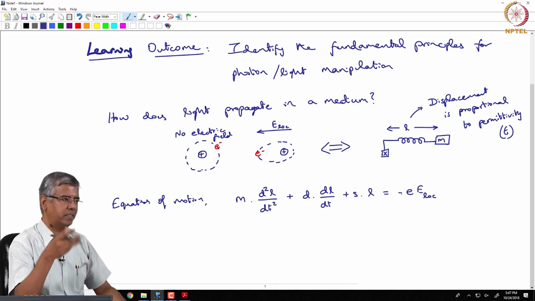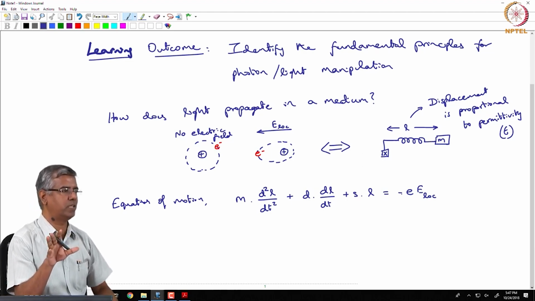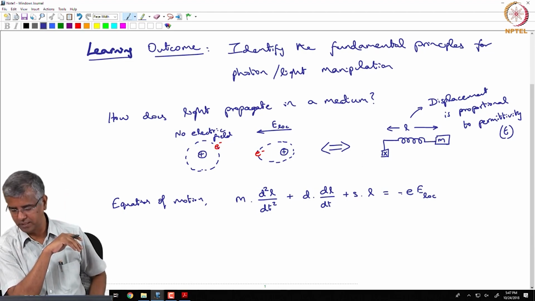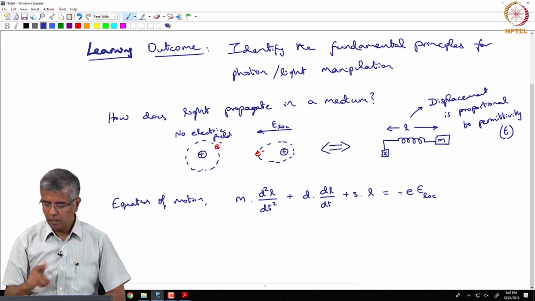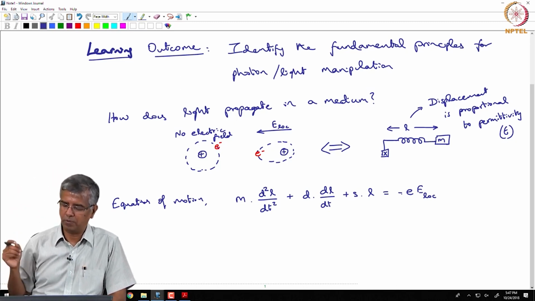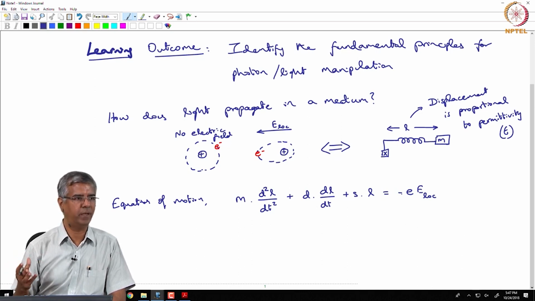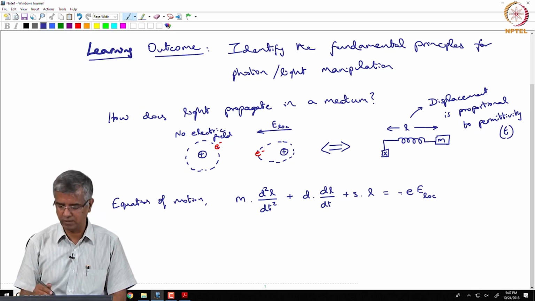Whatever external field you are giving, there is a component of that present at a particular location, and that is what we are denoting here. But we are interested in the propagation of an electromagnetic wave, and an electromagnetic wave can be represented in terms of a time periodic function, right.